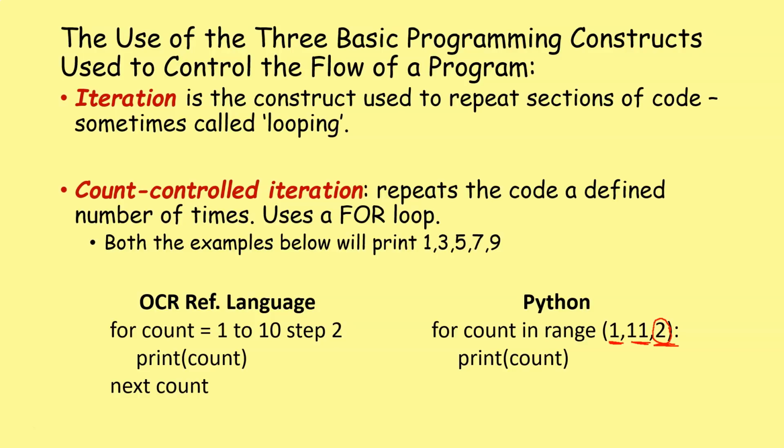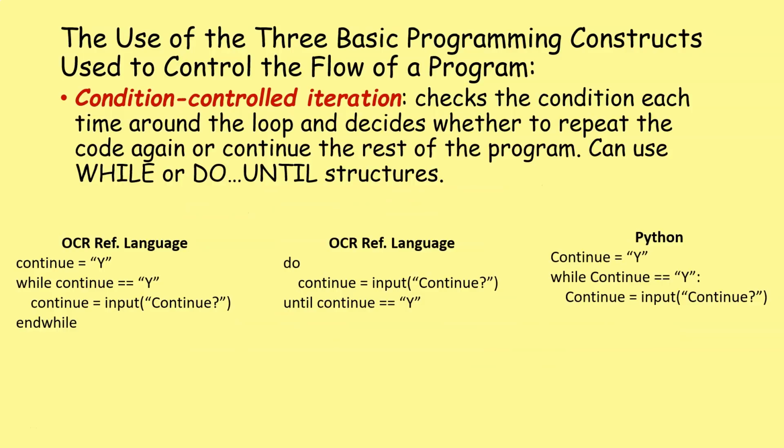include this final stage. The next form of iteration is condition-controlled iteration. This checks the condition each time around the loop and decides whether to repeat the code again or continue the rest of the program. This can use the while or do until structures. Starting with the while structure, the OCR reference language and the Python version of this are both very similar.